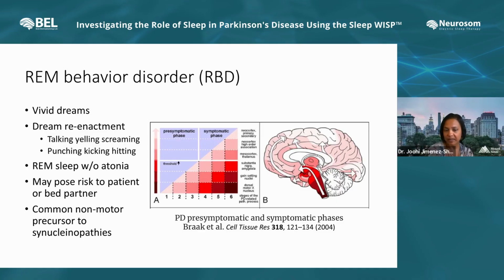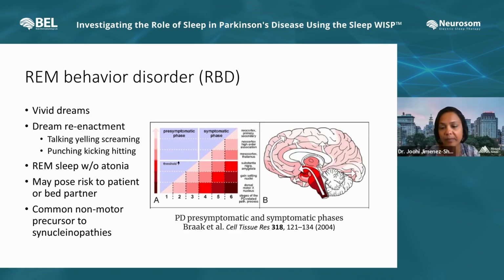And this, of course, is problematic because it can pose risk to the patient in terms of self-injury, but then also to the bed partner if they're the target of this dream reenactment behavior. And as I was mentioning before, this particular sleep pathology is a common non-motor precursor to synucleinopathies. A young person who presents with isolated REM behavior disorder has upwards of a 95% chance of developing an alpha synucleinopathy later in life. And this is well established through multiple cohorts. So this type of disruption is highly recognized to be associated, and again, frequently occurs and requires management.